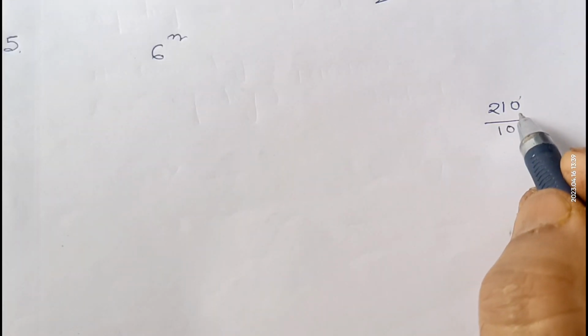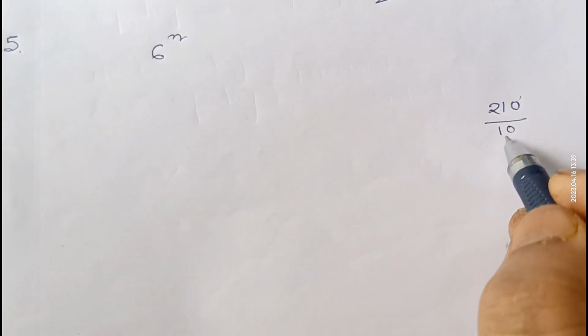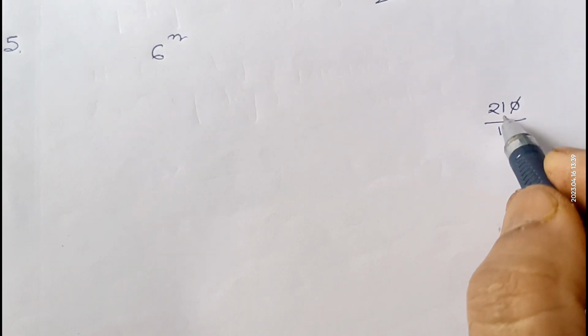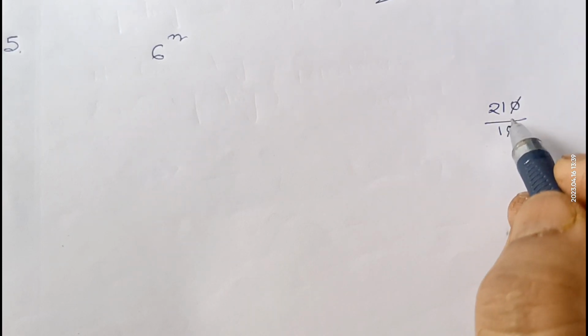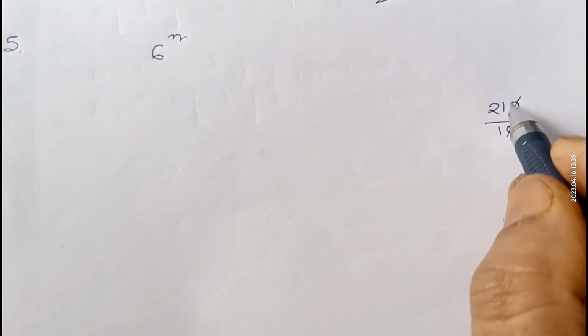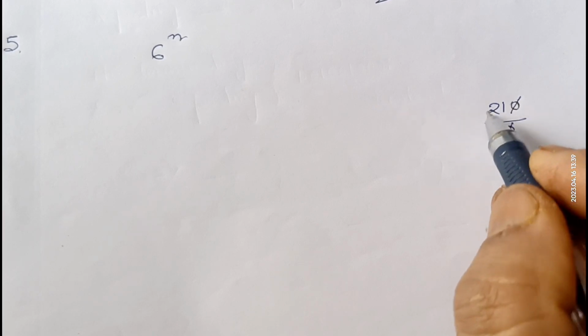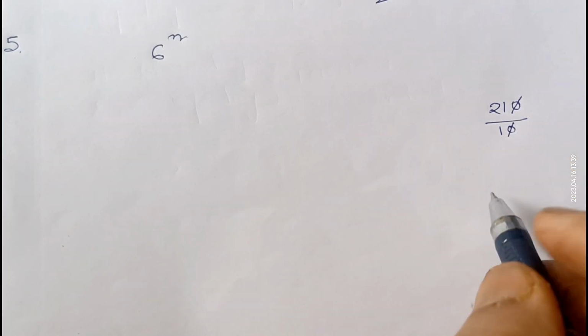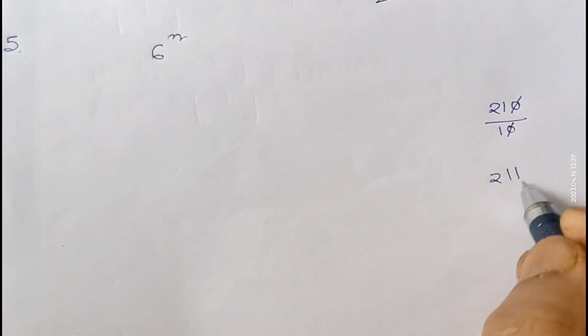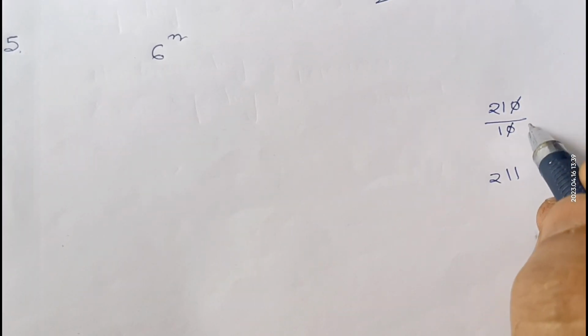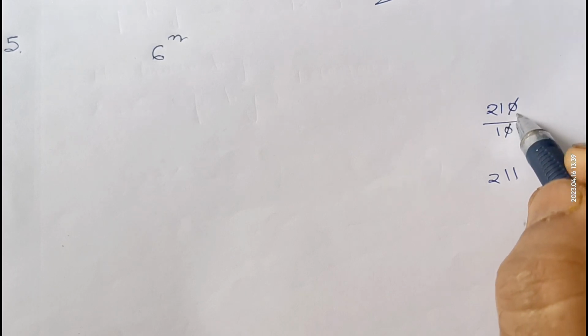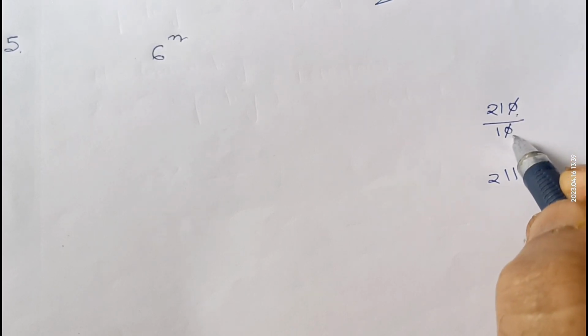Suppose 210 is a number. This number can be divided by 10. 0 0 cancel. So answer is 21. So if any number, कोई भी number, if in the unit digit it is 0, that means that number is divisible by 10. Suppose it is 211. Can I divide it by 10? No.